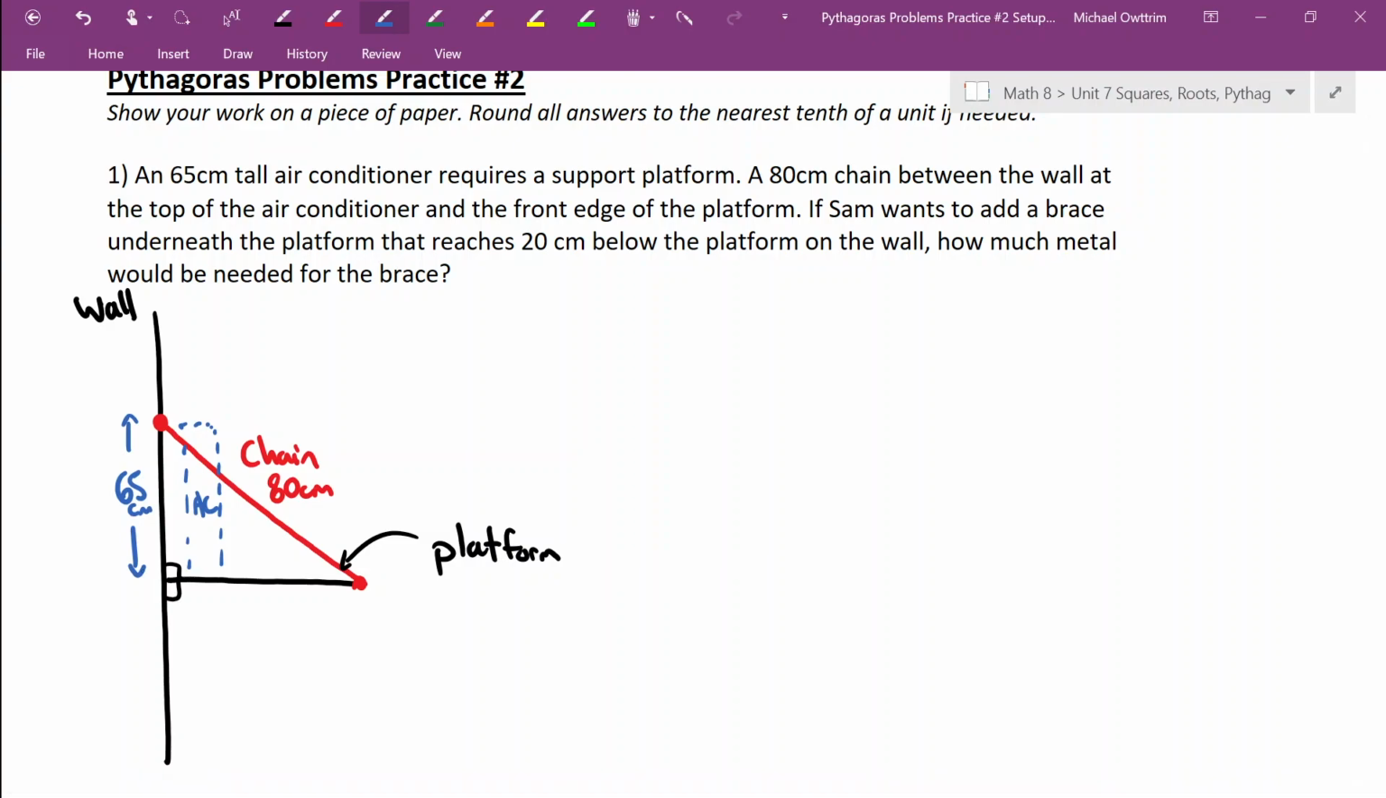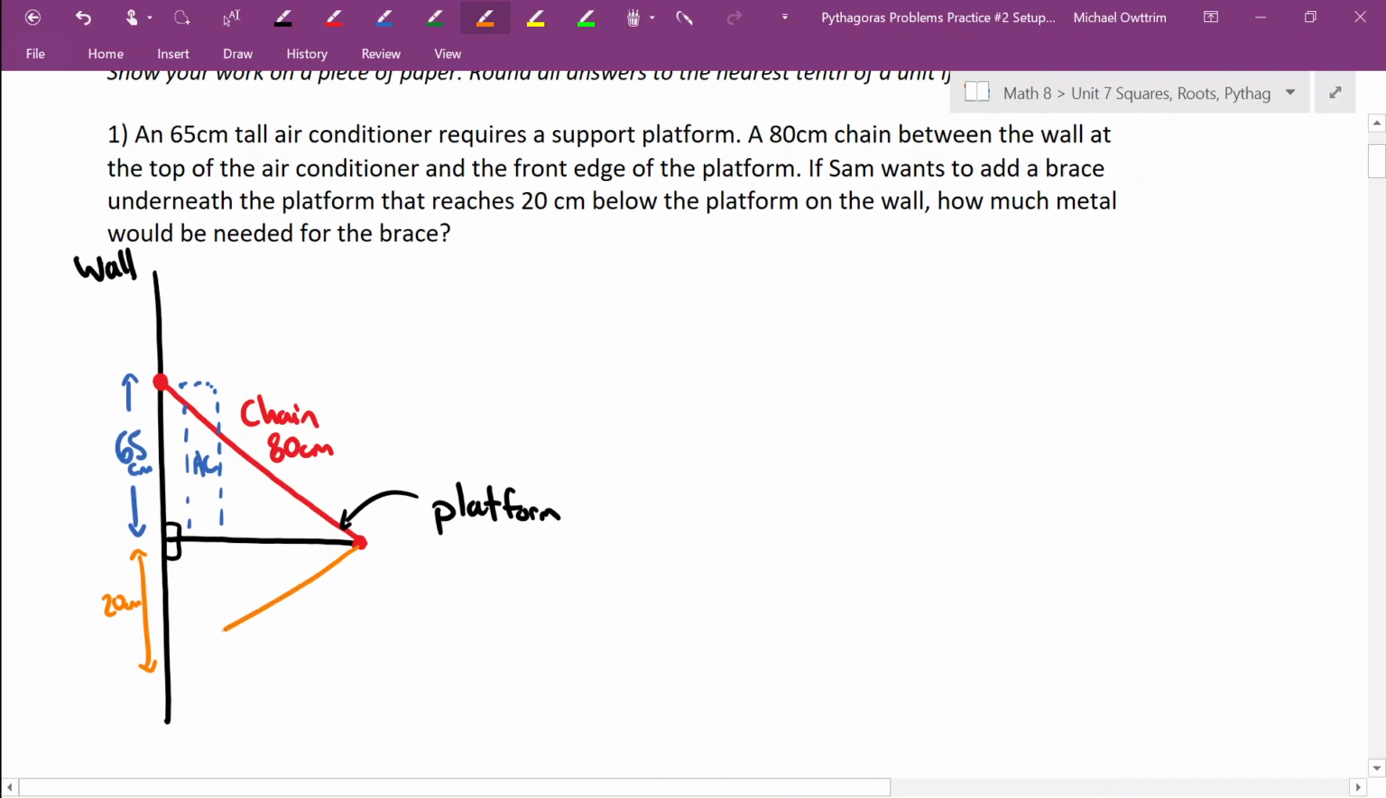Now Sam wants to add a brace underneath the platform, so over here somewhere. And our brace needs to be 20 centimeters below the platform on the wall. So if we go along our wall 20 centimeters, then that is where our brace is going to go to. And we want to know how long that brace is going to be. So that is our drawing of the situation.